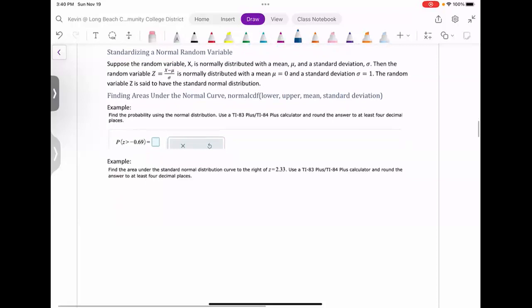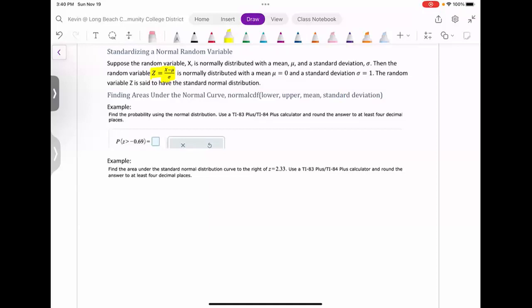Standardizing a normal random variable. Now, I want to point out we have seen this formula before with a z-score. That's not new. What that does is this makes the z value the number of standard deviations away from the mean, and the mean is going to be 0 with a standard deviation of 1. That keeps it nice and simple and standardized.